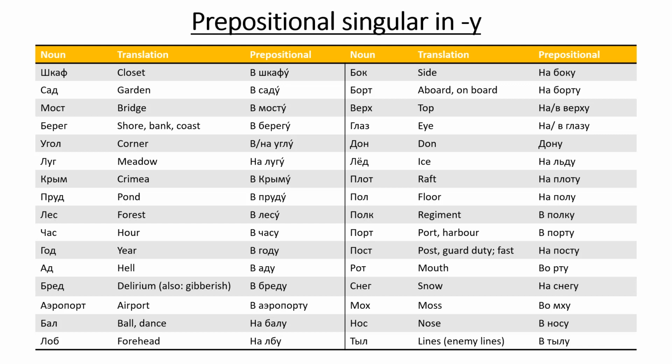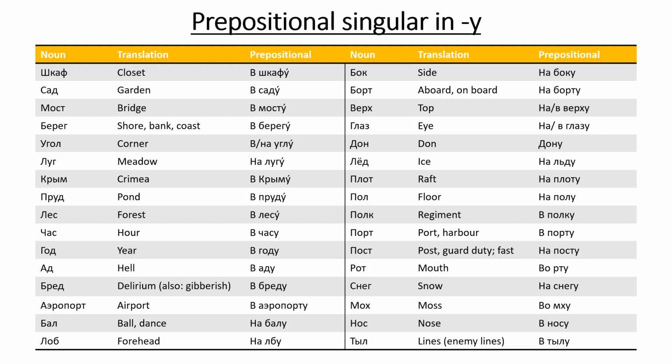So lob, which means forehead, just goes to na lbu. And same with rot, meaning mouth, it goes to va rtu. And with moch, meaning moss, it's vamchu. And then we have also ljod, meaning ice, which goes to na ldu, which can be quite difficult to pronounce for non-native speakers.